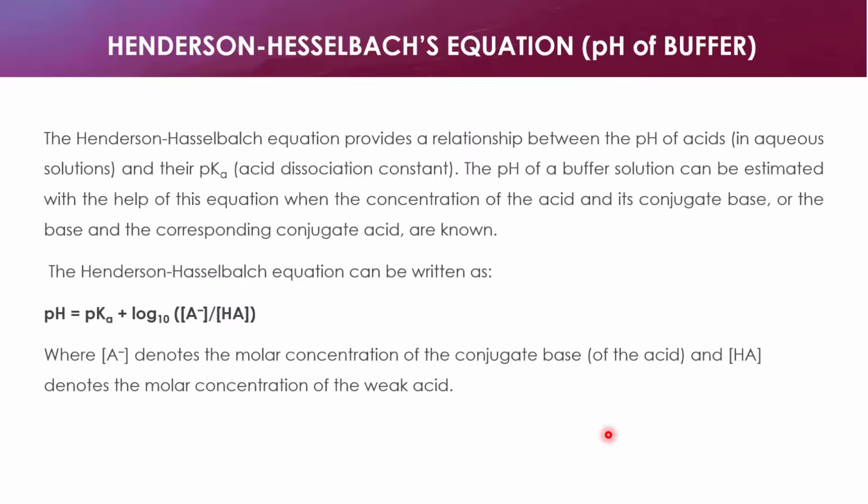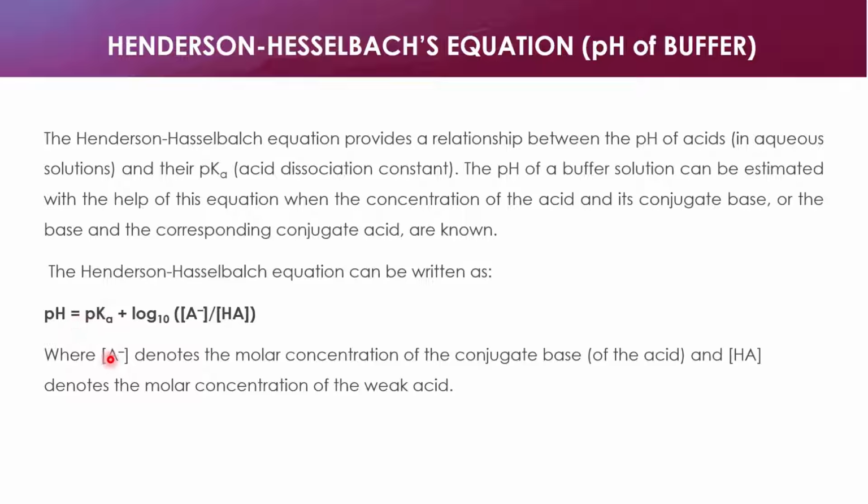Henderson-Hasselbalch equation. The Henderson-Hasselbalch equation provides a relationship between the pH of acids and their pKa, which is the acid dissociation constant. The pH of a buffer solution can be estimated with the help of this equation when the concentration of the acid and its conjugate base, or the base and the corresponding conjugate acid, are known. The Henderson-Hasselbalch equation can be written as this.